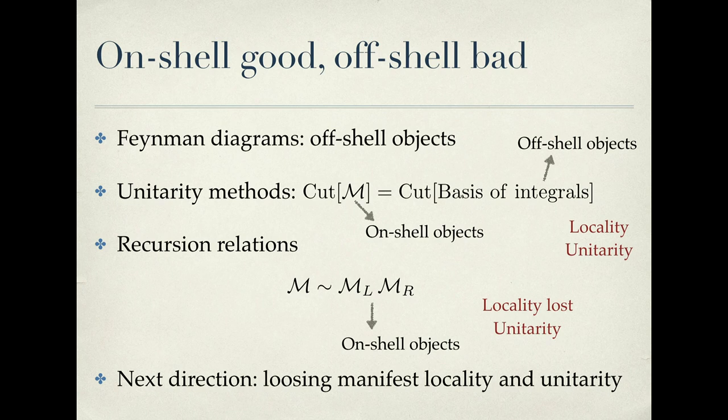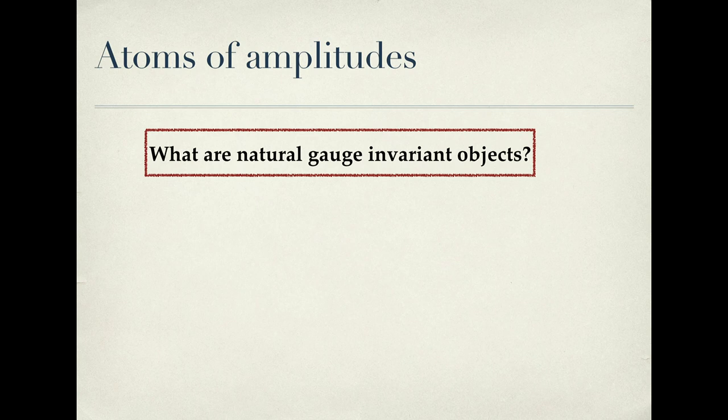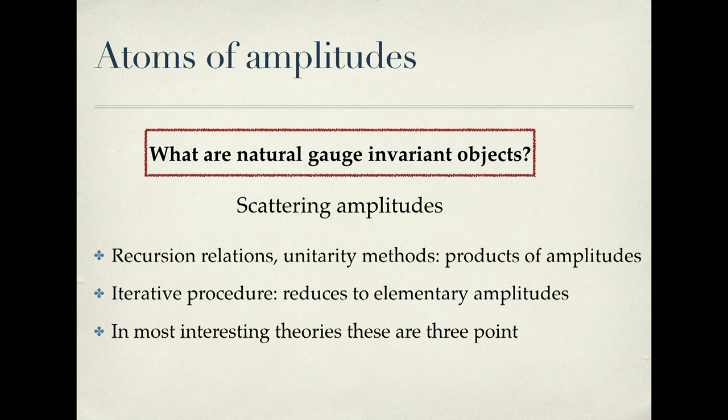Okay. So now let's talk more about these cut diagrams. And we go back now. We ask, what are the natural gauge invariant objects? And again, as we know, these are scattering amplitudes. And in the recursion relations, and also partially in the unitarity methods for these coefficients, we dealt with products of amplitudes. If we do this procedure iteratively, using recursion relations, we reduce everything to elementary amplitudes, which are three-point.